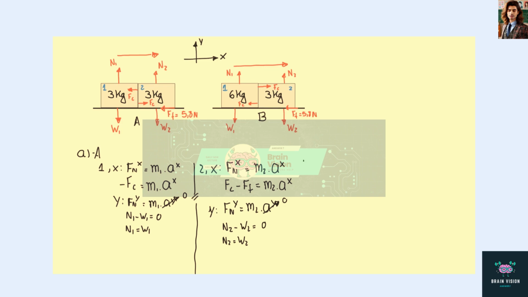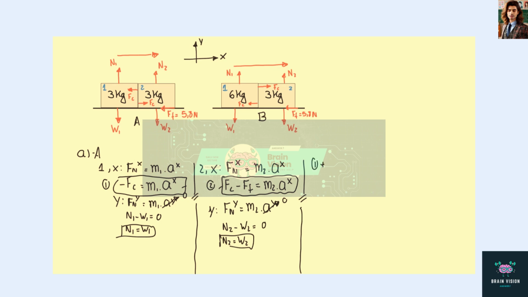Now, by doing that, we get 4 equations: 1, 2, 3, 4. Of course, we have to discover what is the contact force and then what is the acceleration. So we must work with these two equations that include both of these factors. Let me call this equation 1 and this other equation 2.